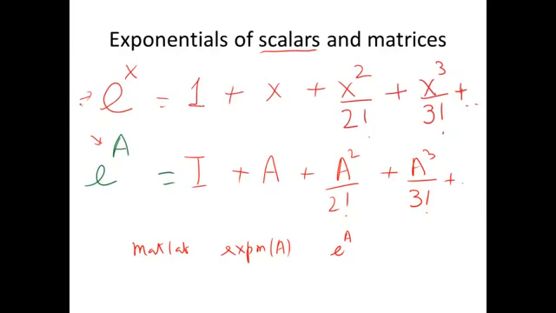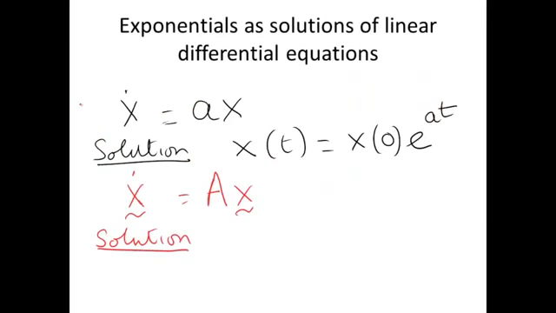Okay, now why is this idea of matrix exponential useful? Let's do one more little trick. Let me remind you that exponentials arise as solutions of linear differential equations. So suppose we have the equation x dot equals ax, where x dot really stands for dx upon dt. That's just the standard notation. The solution to this differential equation is that x as a function of time is given by x of 0, the initial condition, times the exponential e to the at.